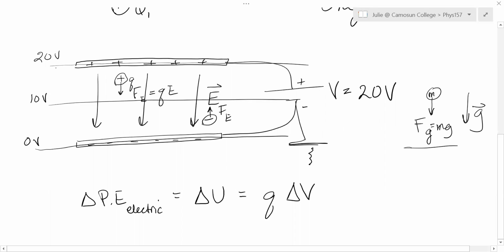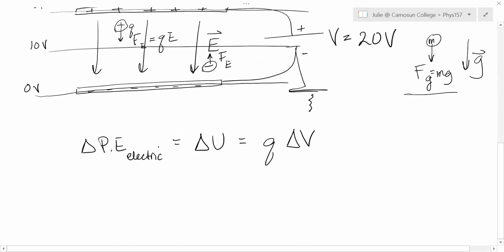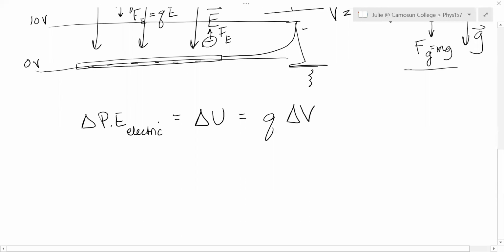But the voltage lines here have nothing to do with these charges. The voltage lines are determined by this electric field, and they stay fixed. Whether the charges are accelerating up or down or whatever they're doing doesn't matter. Conservation of energy, you're going to need.